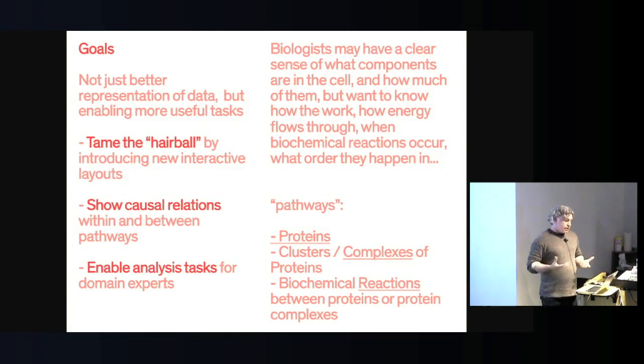Particularly for the biologists we worked with, they were interested in seeing the causal relations within and between pathways. They wanted to see that things were connected, but they wanted to imagine what would happen if they were, for example, able to knock out a certain protein. How would that affect things downstream? That could be useful potentially for drug design. If there was a drug that seemed to decrease the operations of one pathway, that might slow tumor growth. And to enable a wide range of analysis tasks, which I'll mention briefly, for different domain experts.